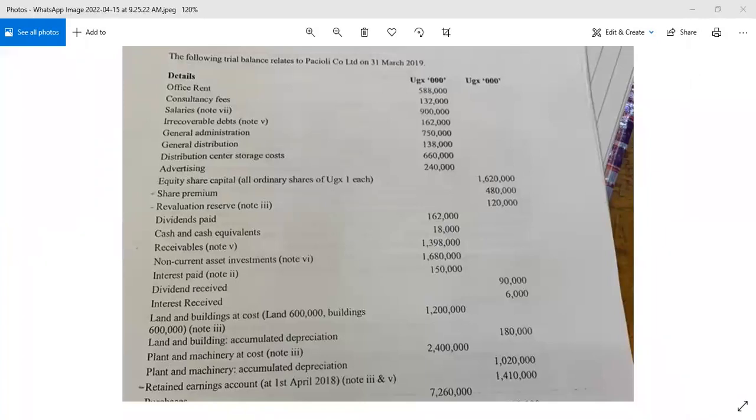Then general admin, this one I think is obvious because they say the word admin. How much? 750. Then you have general distribution. Still, this one is obvious because they say distribution. So it goes under distribution.